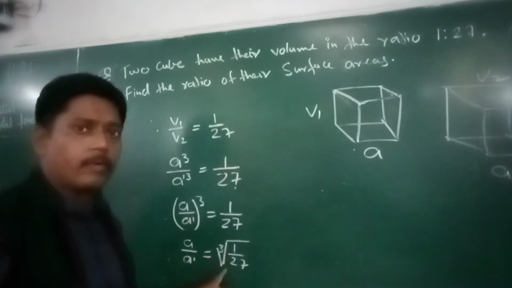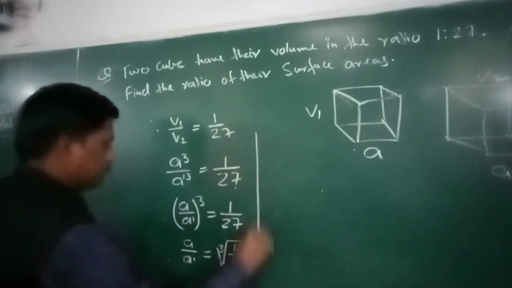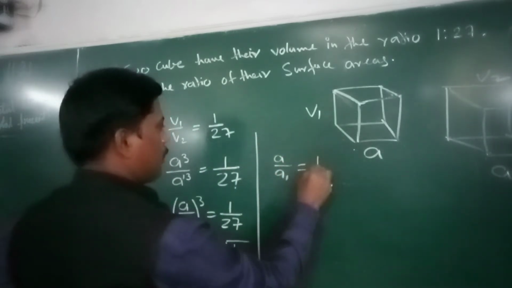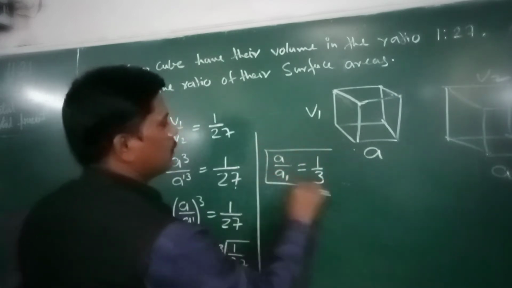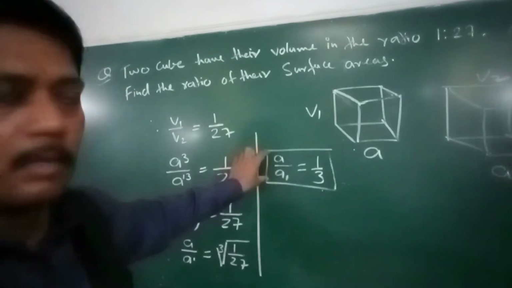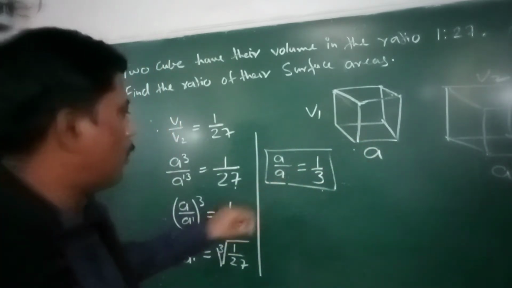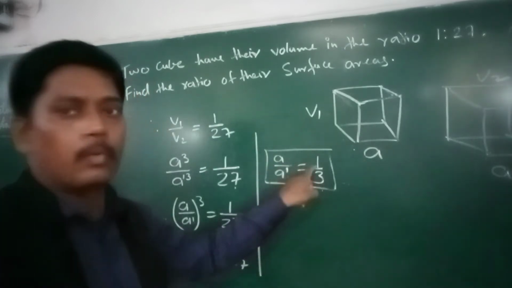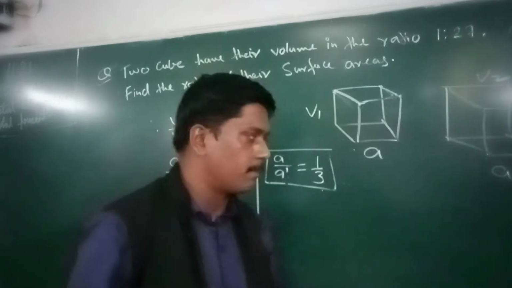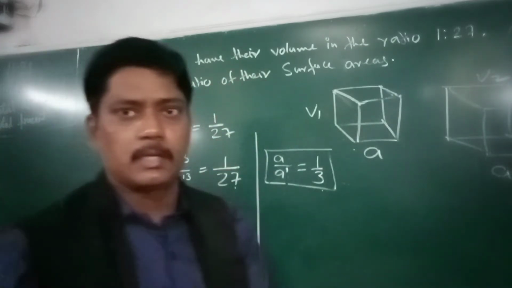And A upon A dash is equal to the cube root of 1 upon 27. The cube root of 27 is equal to 3, so A upon A dash is equal to 1 upon 3. Here we find the ratio of their sides: A upon A dash is equal to 1 upon 3. And in the question we have to find the ratio of their surface areas.